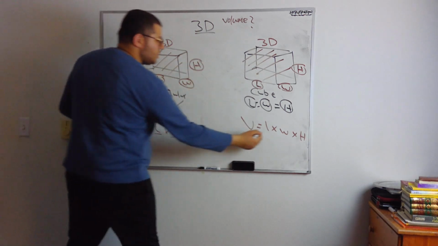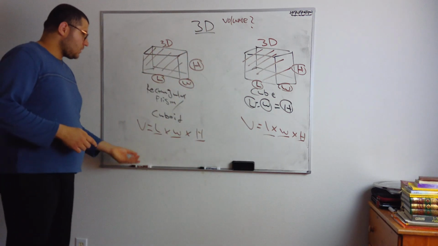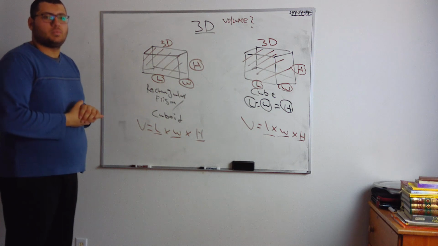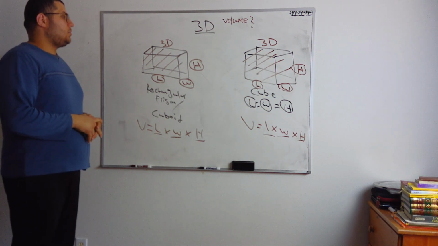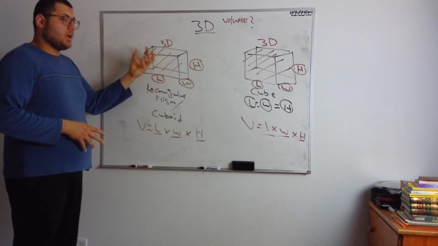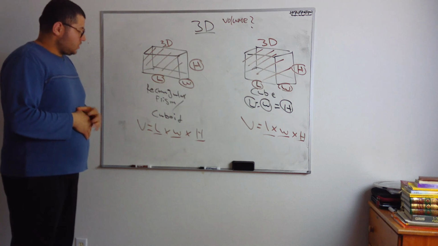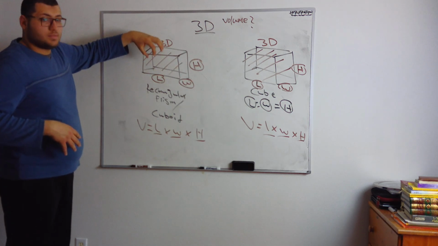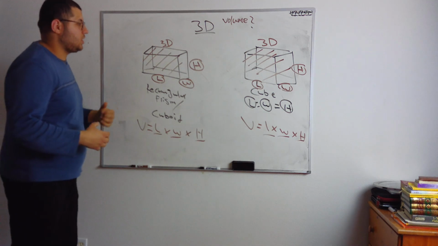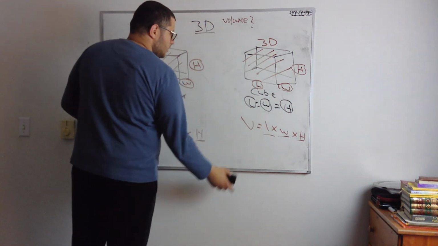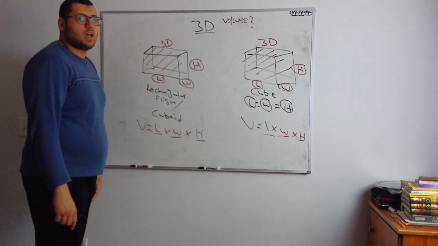This is how we find how much our object can hold, the capacity of our object. The volume of our object is its capacity, the amount of things it can hold inside, or the space it has to pour things inside. That's the volume, how much it can hold, meaning we take the length times the width times the height. That's how we determine it.